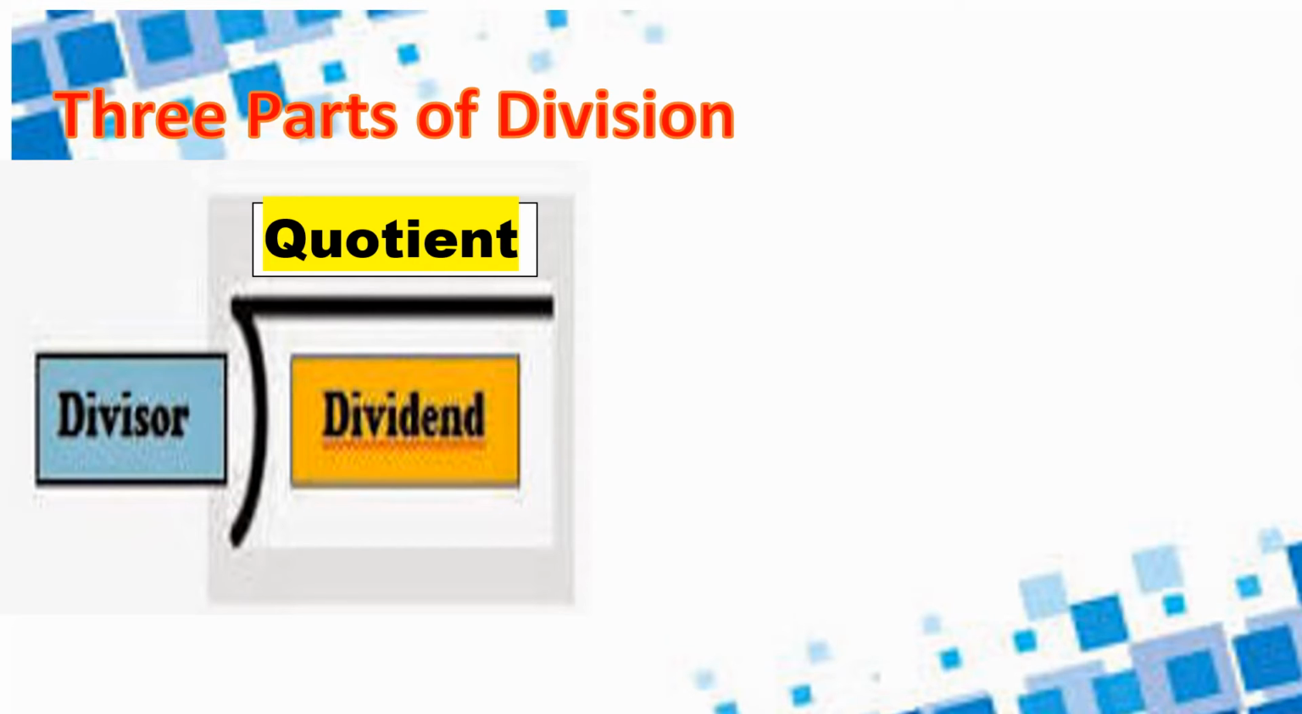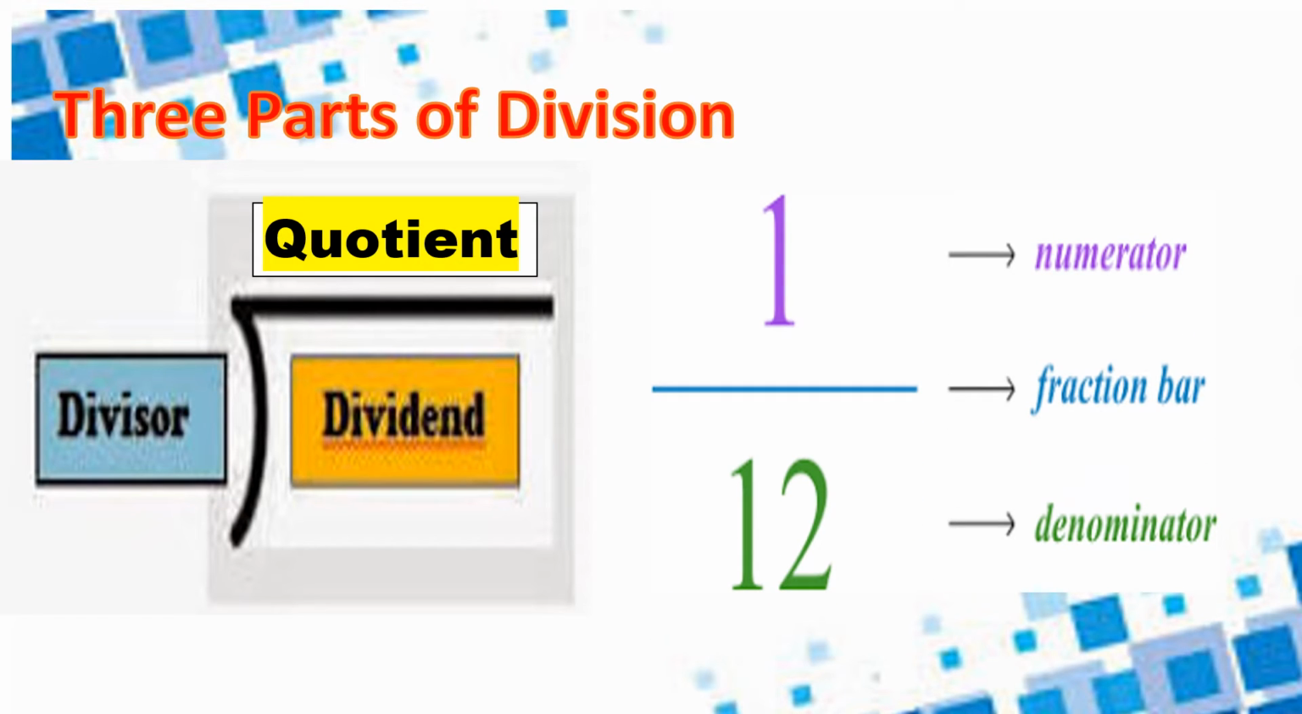Nakuha? Alright. What if nakasulat siya ng fraction? We have 1/12. So, 1 is the numerator. And we have the fraction bar or vinculum. And the 12 is what we call the denominator. No? If we are going to consider this, 1 divided by 12. Therefore, the 1 is what we call the dividend. And 12 is what we call the divisor. Okay? Alright.